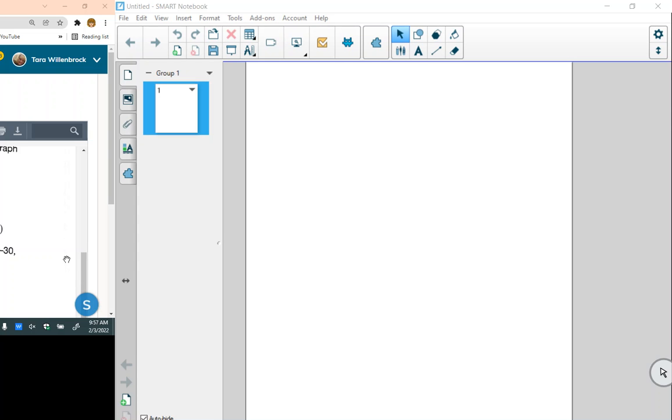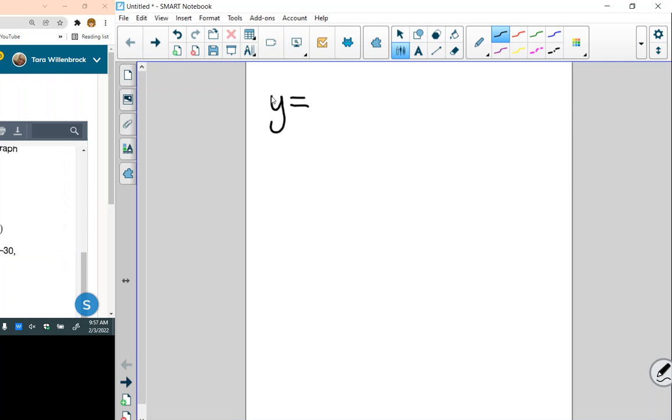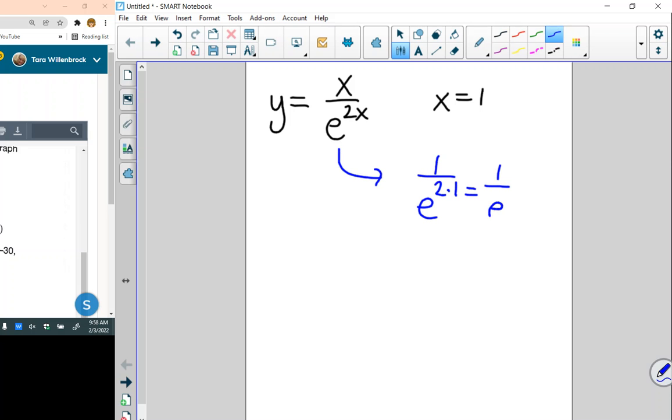Okay. All right, so we're going to do a tangent line equation. The problem is number 24. So the function we were looking at would be x over e to the 2x. And we were being told x equals 1. And pretty easily, even though they gave us this, if I took that and I put 1 in for x, I get 1 over e to the 2 times 1, or 1 over e squared, and that's our y.